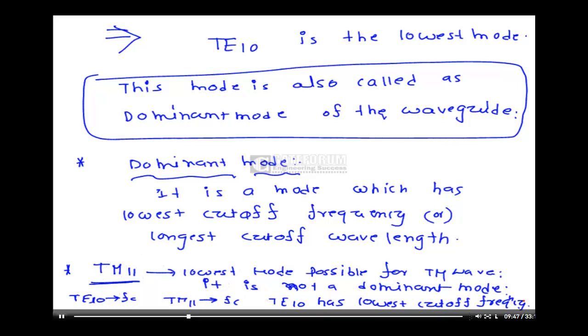Therefore, TE10 is the dominant mode of the waveguide. And it is also the lowest possible mode in TE propagation.